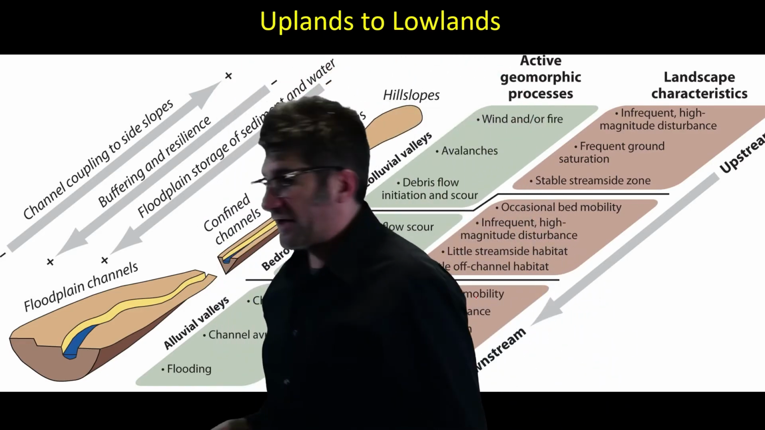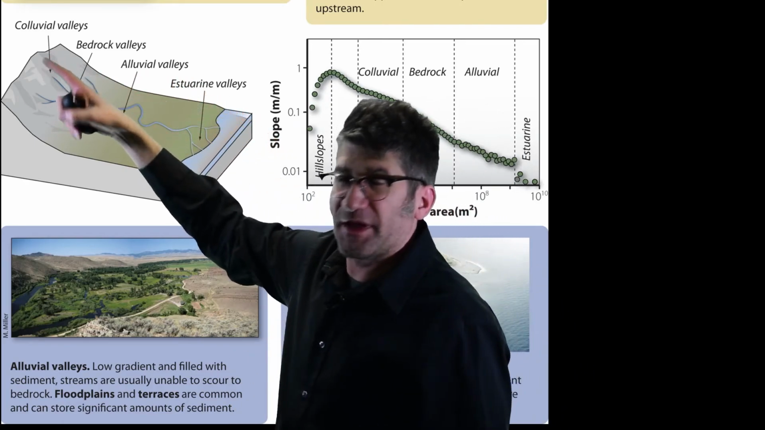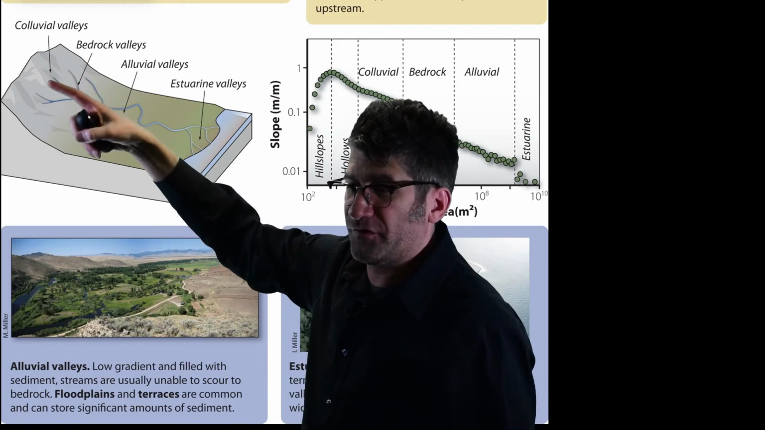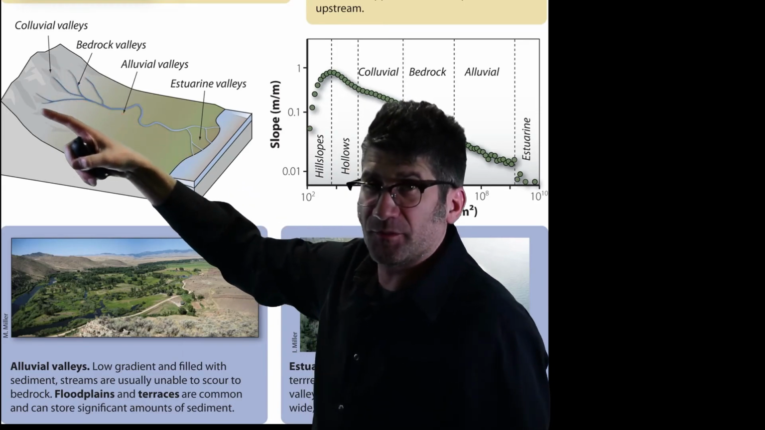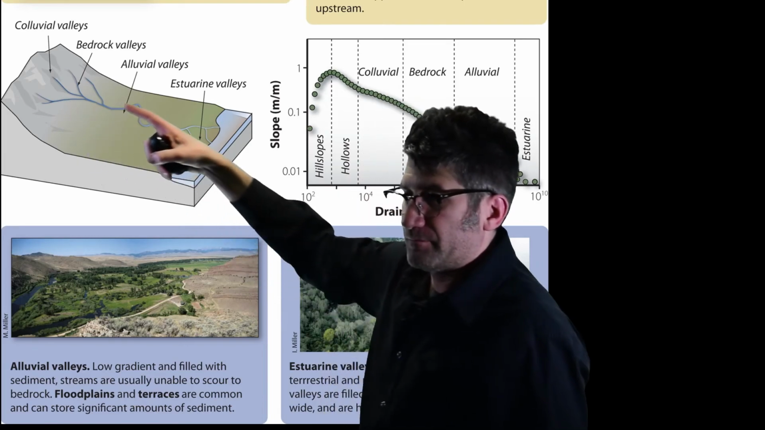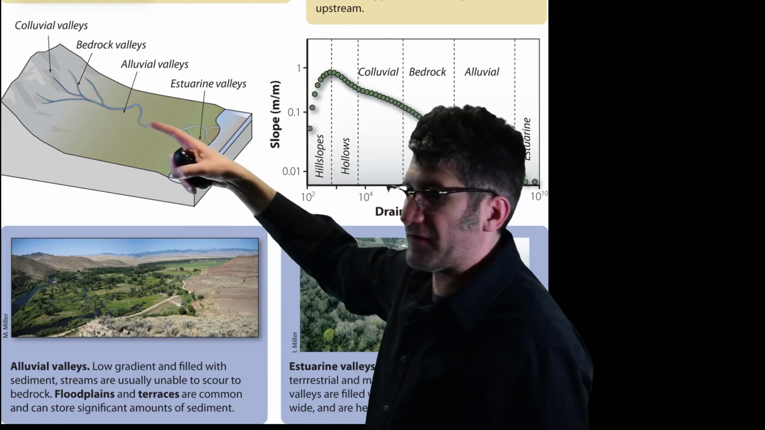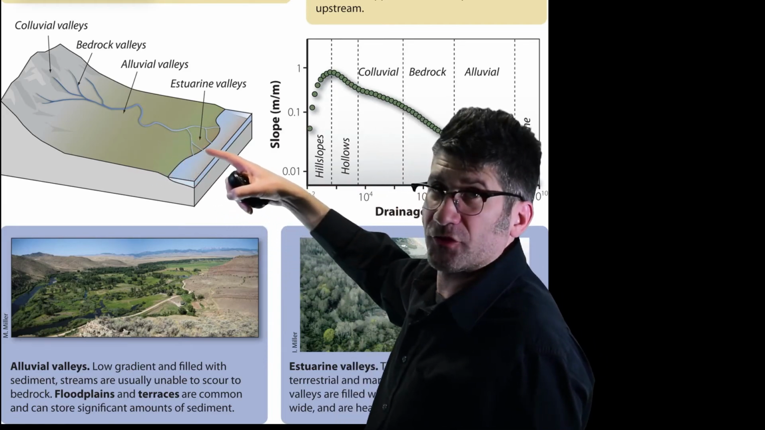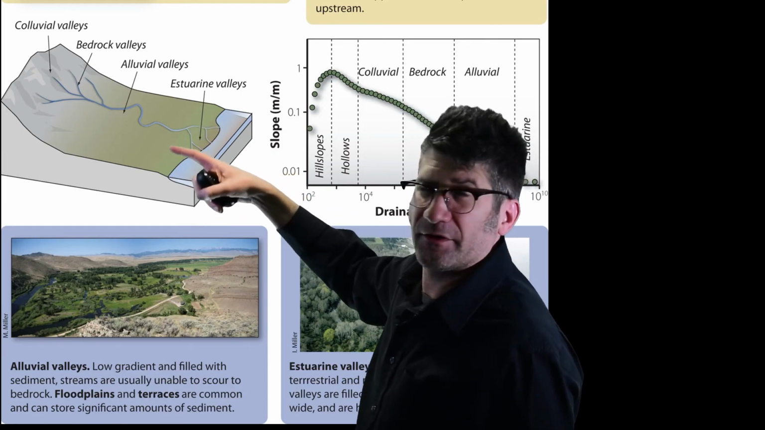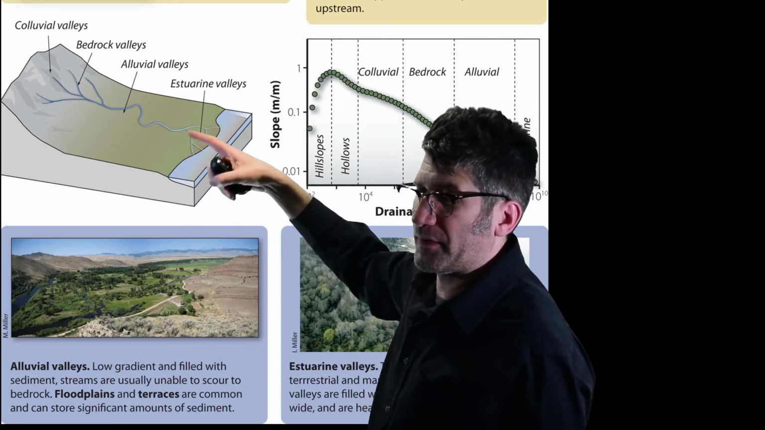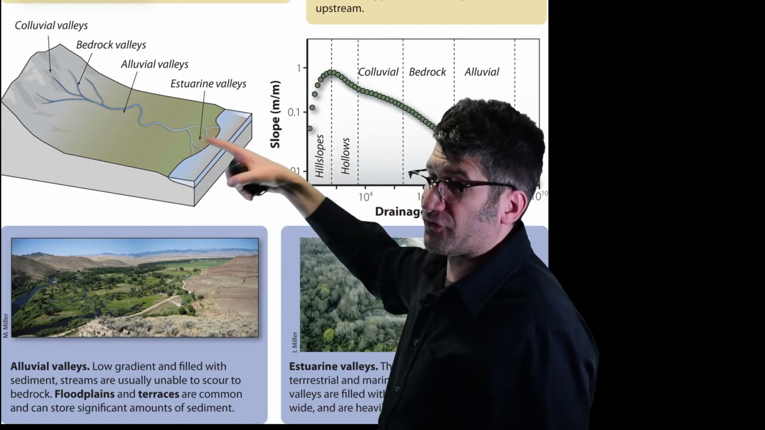So we can look at another picture of what this looks like. Here we start in a drainage basin up in the uplands, up in the colluvial valleys, and then we move down into the bedrock valleys. So these would be bedrock channels, and then into the alluvial valleys. And then from the alluvial valleys, we end up where your drainage basin connects out to the oceans, where you'll have your estuarine valleys, where we have estuaries. We'll talk a little bit more about those when we get to coastal processes.